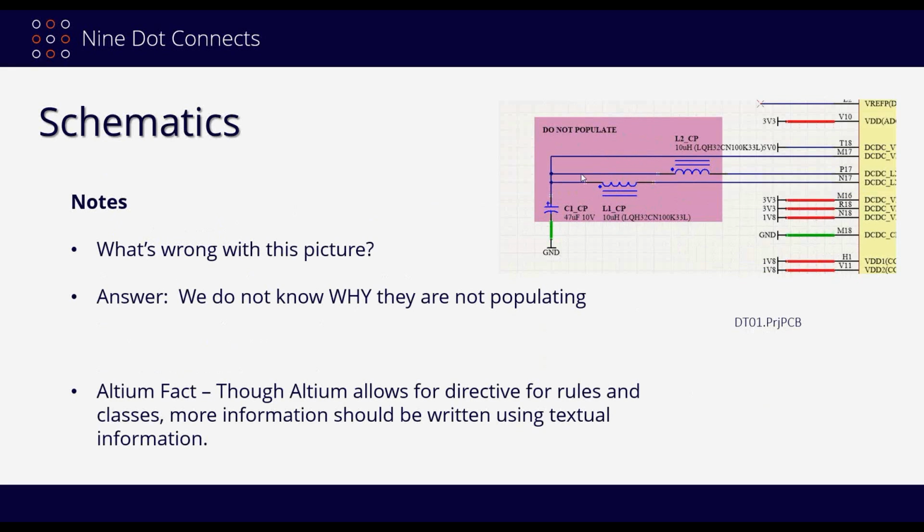Okay. Another thing that most people know about Altium is that there are these things called directives. They're basically a little stick. It looks like a lollipop. It's a little red stick with a little red circle around it. And you can put them on there either for classes, for net classes.